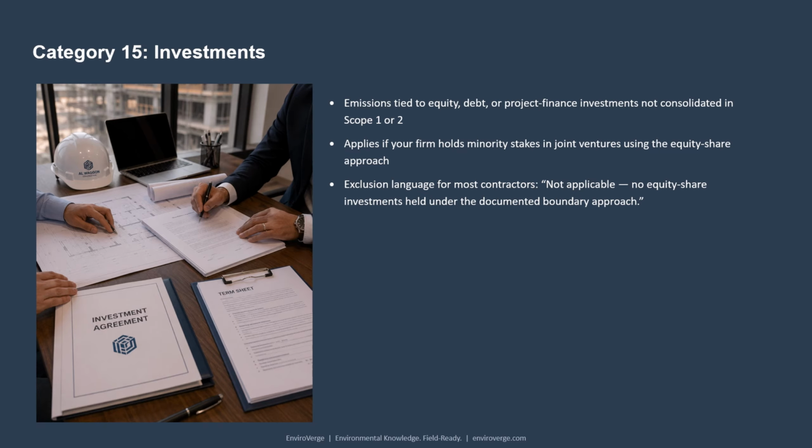Category 15 is investments, equity, debt, or project finance positions not already in your Scope 1 or 2. It applies if you hold minority stakes in joint ventures under the equity share approach. For most contractors, not applicable. No equity share investments held under our documented boundary approach.